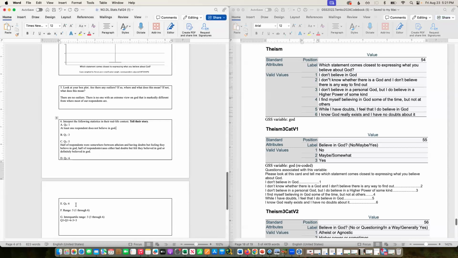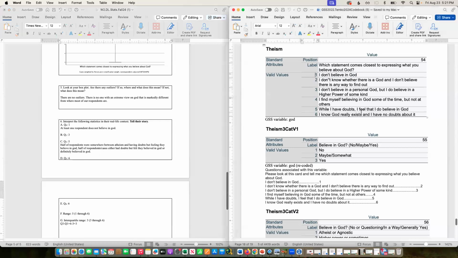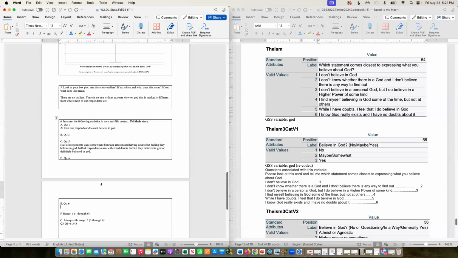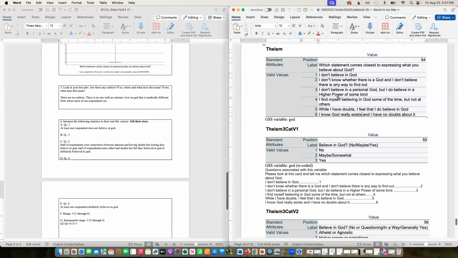And then if we go to Q4, the maximum, which is a 6, right? It's the highest one here. We know that at least one respondent definitely believes in God, right? So if our minimum had been here, then we would have said there's no respondent who doesn't believe in God. Everyone at least is agnostic. Or if our maximum was here, we'd say there was nobody who had no doubts about it, right? But it went from 1 through 6.